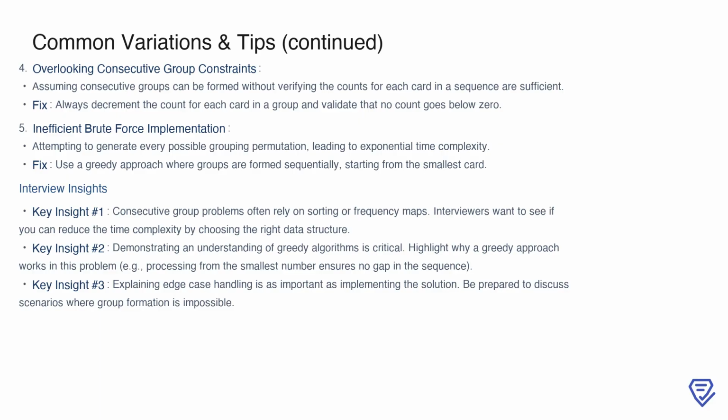Another inefficient approach is brute forcing every possible grouping permutation. While this might work for small inputs, it quickly becomes impractical due to its exponential time complexity. Instead, a greedy approach is the way to go. Starting with the smallest card and forming groups sequentially ensures efficiency and correctness.